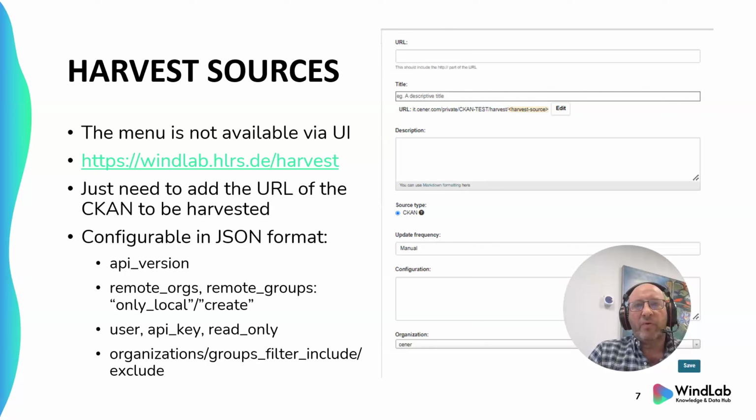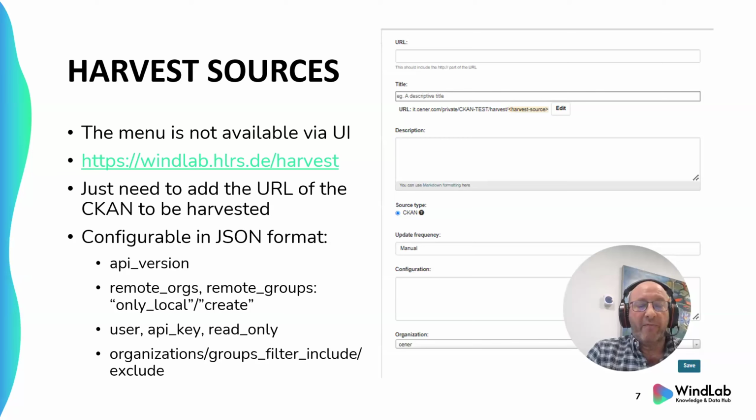how to work with remote organizations and remote groups. We have the option of creating the remote groups and organizations if they are not yet in our data hub, or maybe we can tell the harvesting to only harvest data sets from an organization that already exists in our data hub. We can specify who is the user performing the harvesting, an API key in case the data set of the remote data hub is a private data set. We can add a flag of read-only data set to be sure that this data set is not going to be updated by anyone.